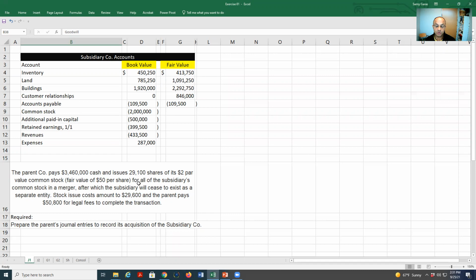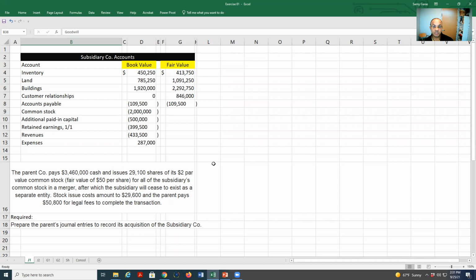And here you need to know that if you get the par value, $2, and the fair value of the share at that time, $50, we have to consider the difference between them and put it in the additional paid-in capital of the parent company. And all the subsidiary common stock here, after which the subsidiary will cease to exist as a separate entity. In addition, the parent company is going to pay $29,600 for stock issuance and $50,800 for legal fees.